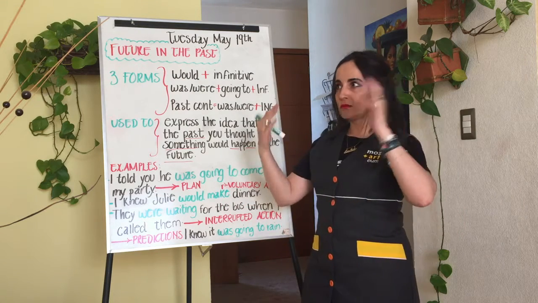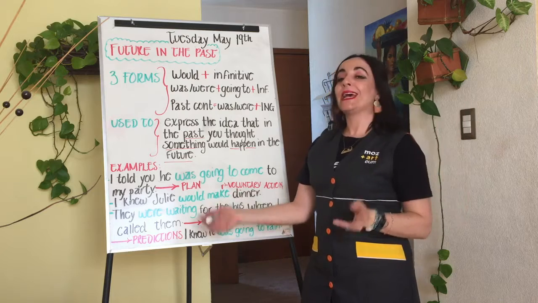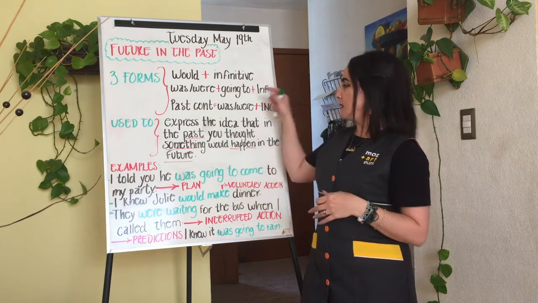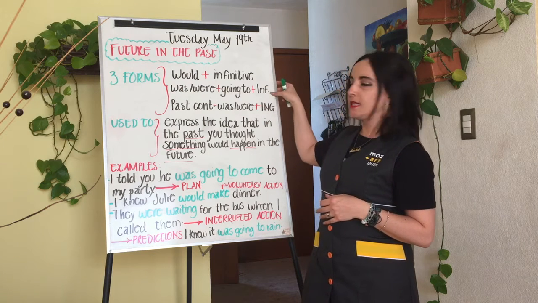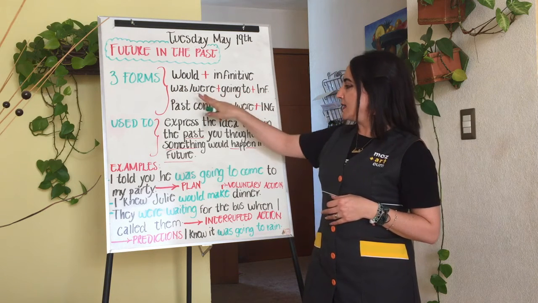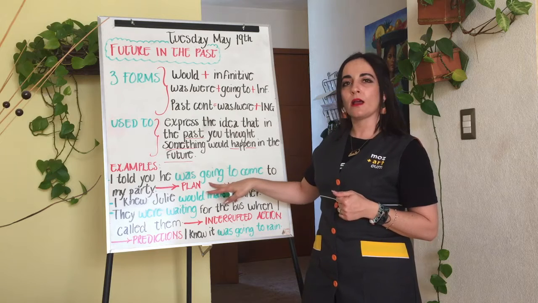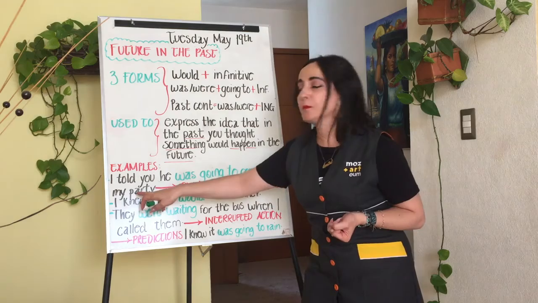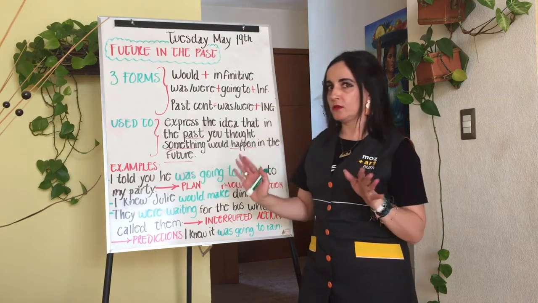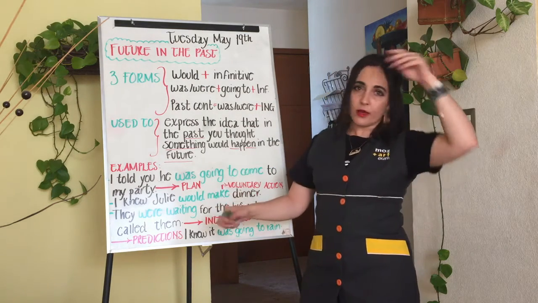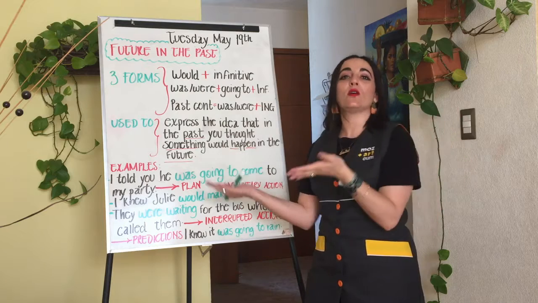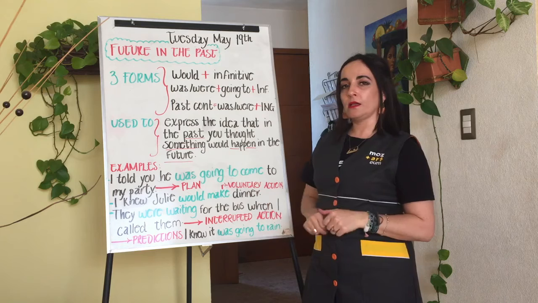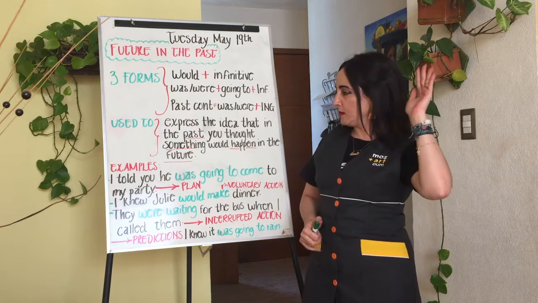First example, I told you he was going to come to my party. I told you, in past tense, that a person was going to come to a party. So in this case, we are using this form. And these cases are used to talk about plans. For example, this was a plan, it was a party, okay, that was scheduled, and you told another person that he was going to come to your party. So in this case, you are talking about the future, but in the past.